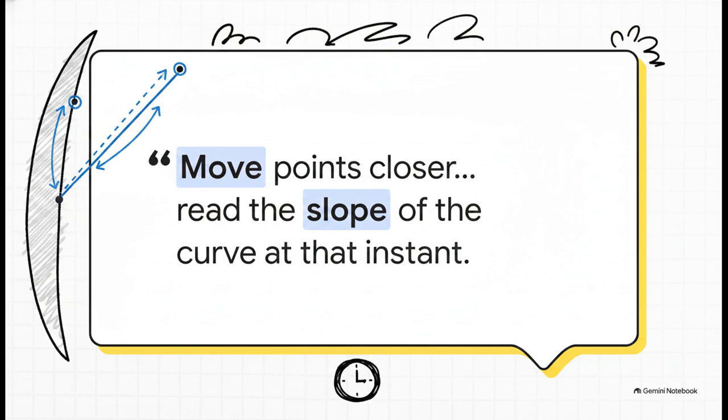Move the 2 points closer and closer, then read the slope of the curve at that instant. That's it. It just asks one tiny question. What happens if x changes by a tiny amount? Slope, rate of change, and instantaneous speed, they are all just different faces of the exact same idea.